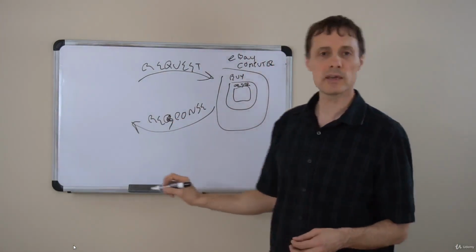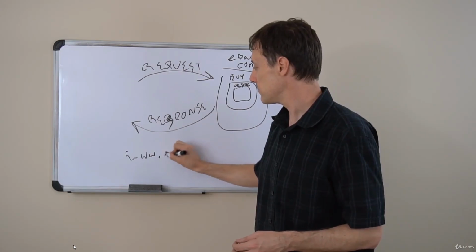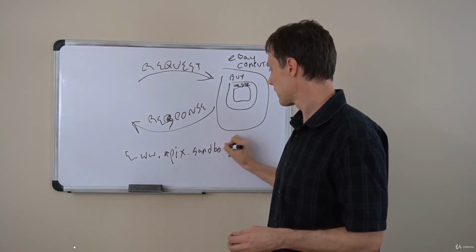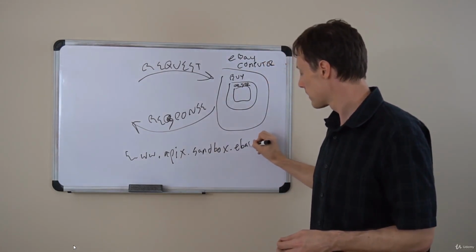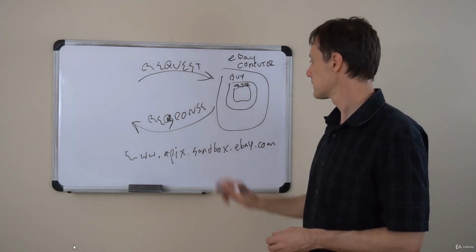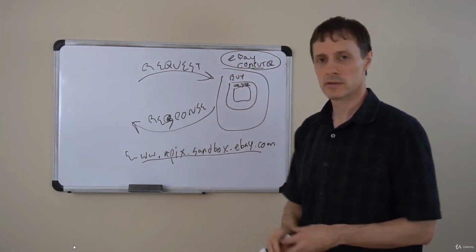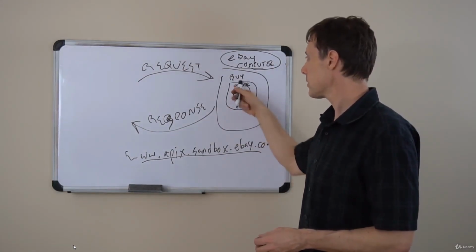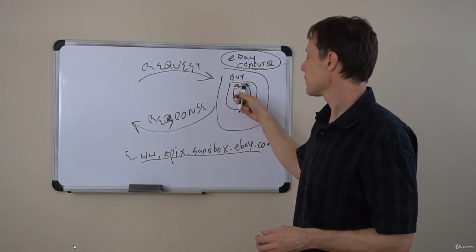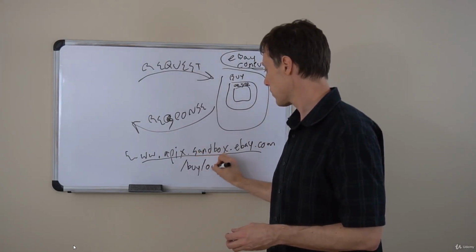In this case, the eBay computer is located at www.apix.sandbox.ebay.com. That's eBay Computer Sandbox. And our order program is located in the buy folder and the order folder within the buy folder. So we go /buy/order.